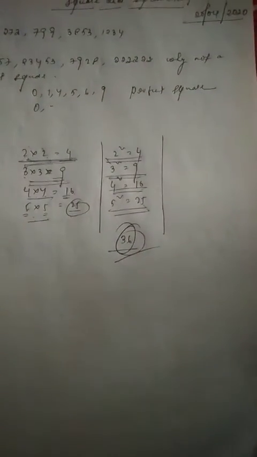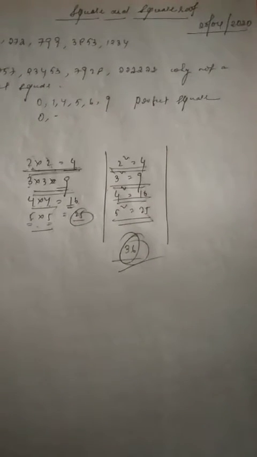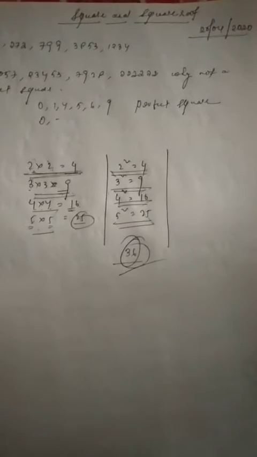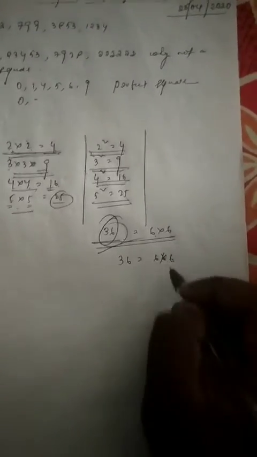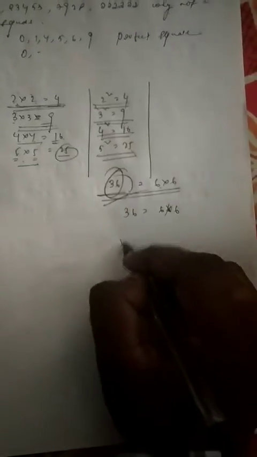So if I read out the table of numbers serially, for an example 6: 6 1s are 6, 6 2s are 12, 6 3s are 18. Like this, 6 6s are 36. So I can write 36 is equal to 6 into 6, as I know 6 6s are 36. So in this case, when I'm getting 36 is equal to 6 into 6, I can write over here root over 36 is equal to 6.